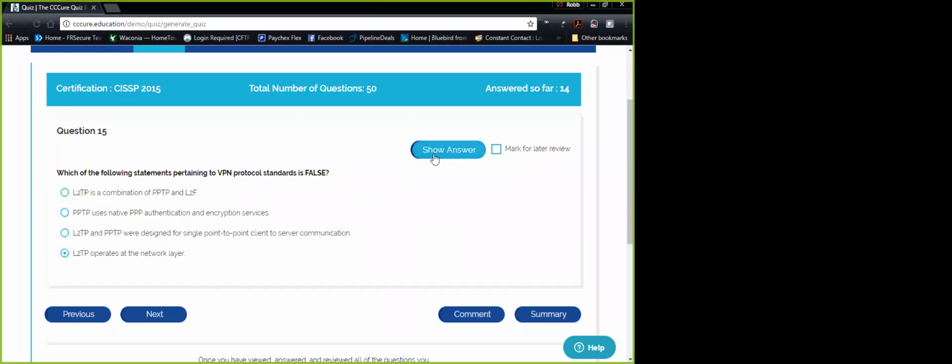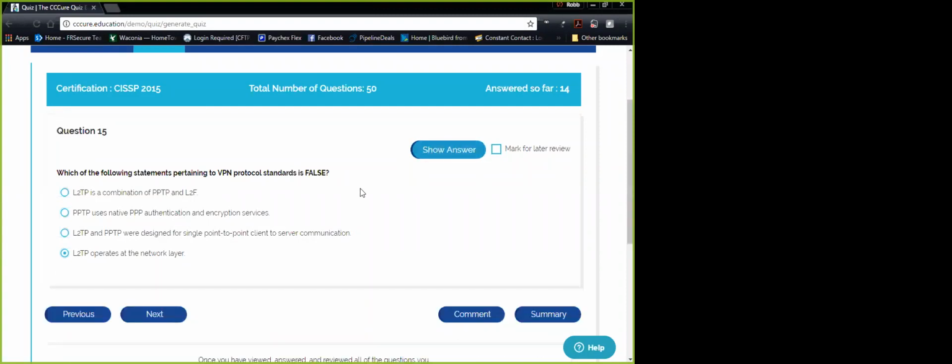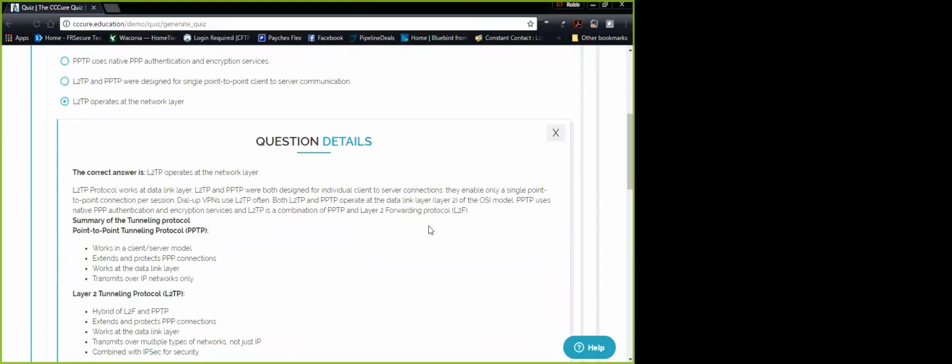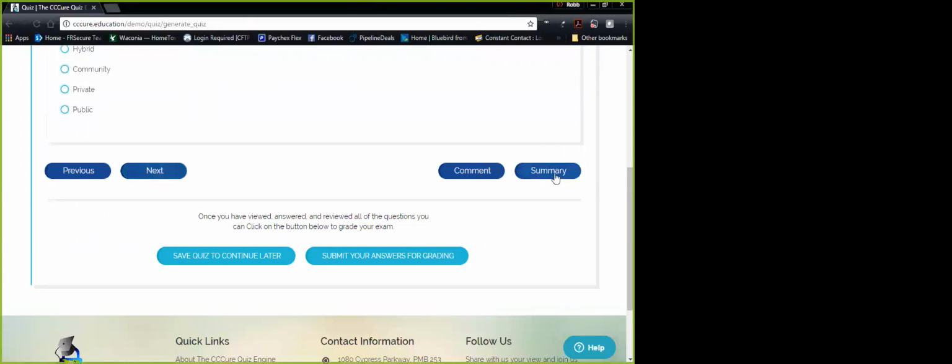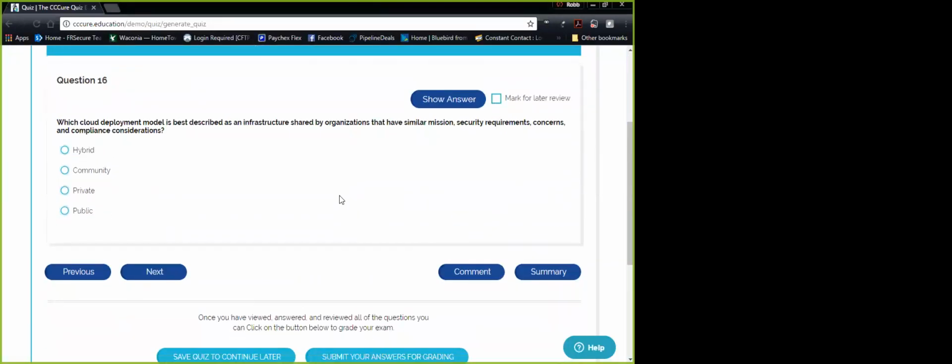Let's see. Operates at the network layer. All right. What is L2F? Let's see. Yeah, layer 2 forwarding. There we go. All right.